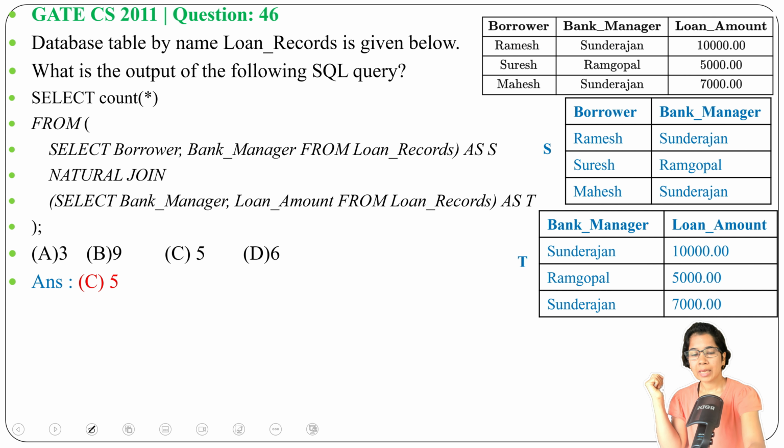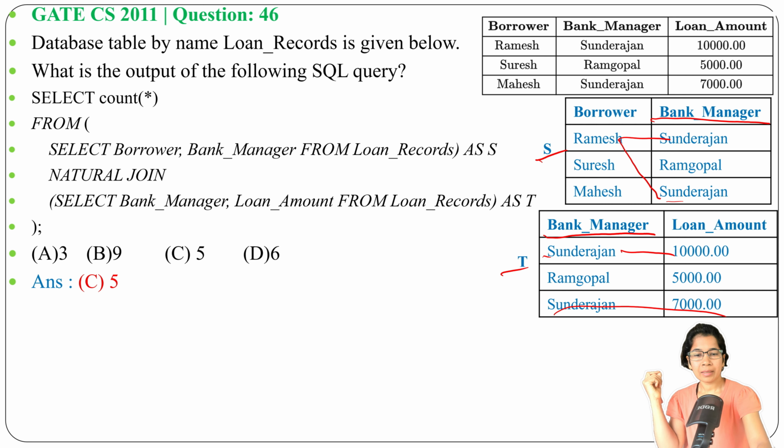Now we'll do a natural join of both tables S and T. We do a natural join with some common attribute in both S and T. The common attribute is bank manager. So we'll do the natural join on bank manager. So Ramesh Sundarjan 10,000, that will be an output. There is another Sundarjan, hence Ramesh Sundarjan 7,000. So Ramesh Sundarjan 10,000, Ramesh Sundarjan 7,000.